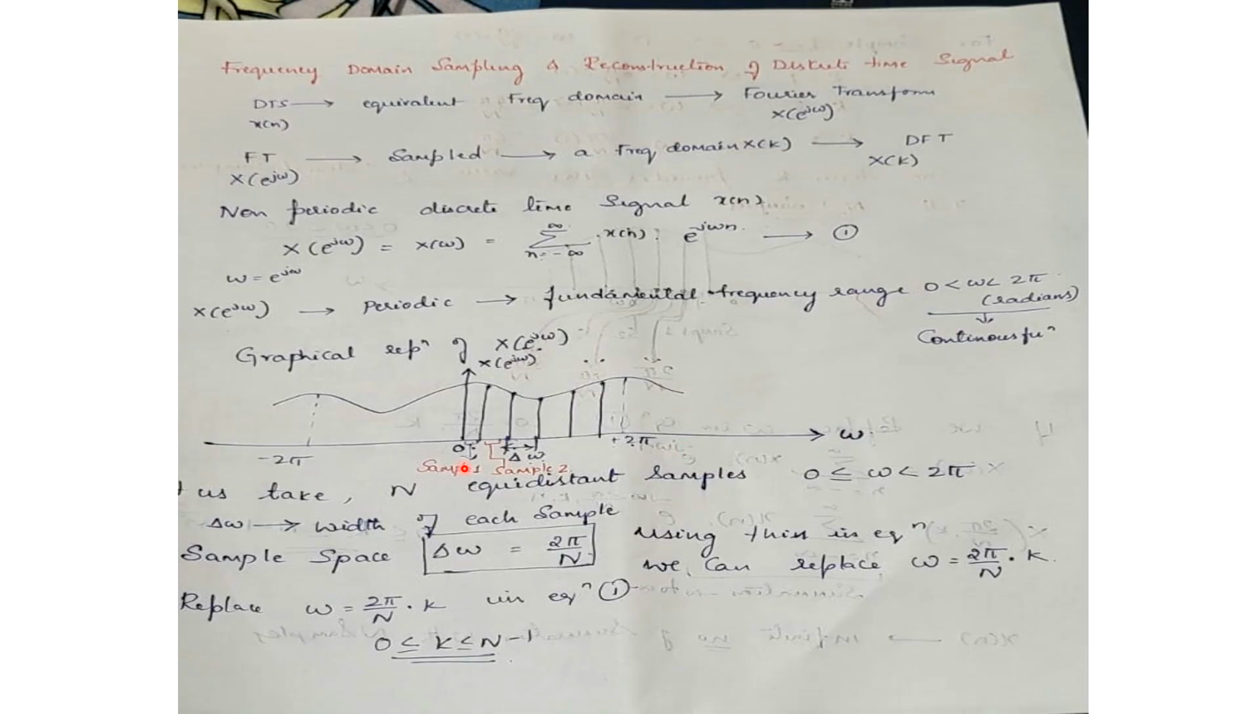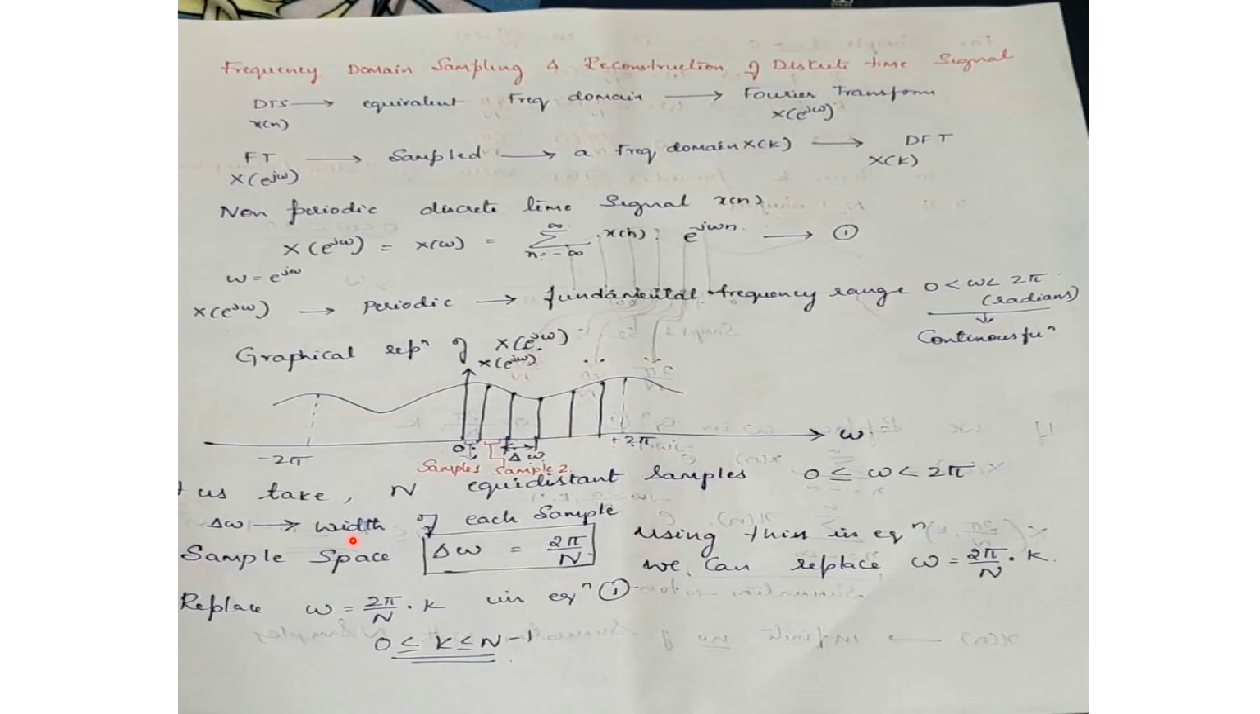So we shall take here the omega. We are considering the frequency omega from the range 0 to 2 pi, so it is greater than or equal to 0 and less than 2 pi. So we take N equidistant samples between 0 and 2 pi. So these are the equidistant samples. Here, as you can see, we have sampled the continuous signal.